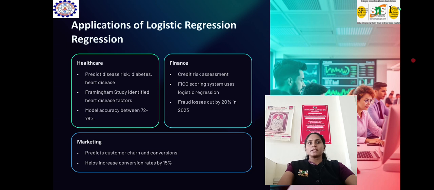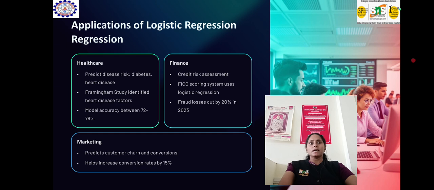Applications of logistic regression. Logistic regression is commonly used in several real-time domains. In the healthcare sector, it is employed to predict the risk of diseases such as diabetes and heart conditions. One notable use is the Framingham Heart Study, which used logistic regression to identify risk factors for heart disease. These models have proven to be quite accurate, with prediction accuracies ranging between 72% and 78%.